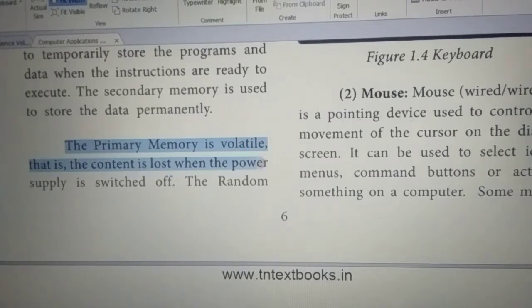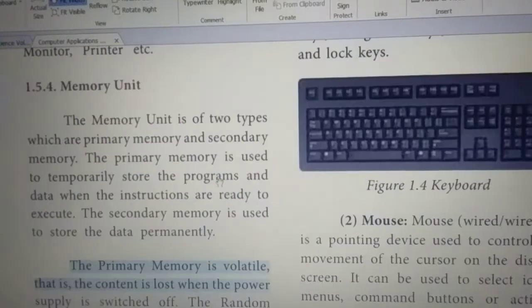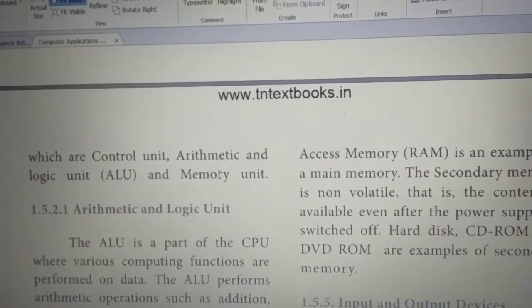Volatile memory means that when the power supply is switched off, the data is lost. Random access memory is the example for main memory. The secondary memory is non-volatile memory. The contents are available even after the power supply is switched off. Hard disk and CD-ROM are examples of permanent storage.